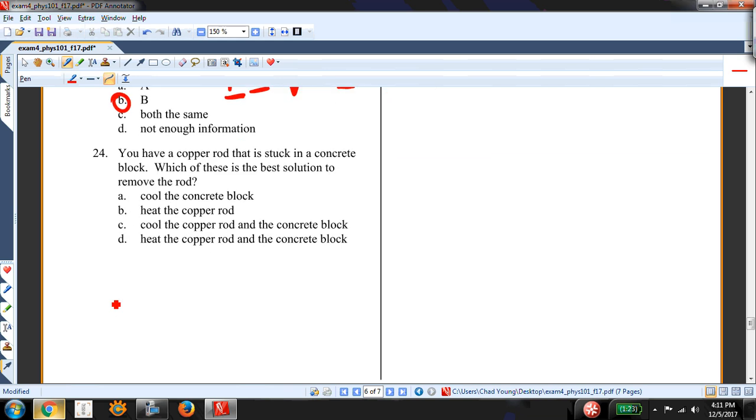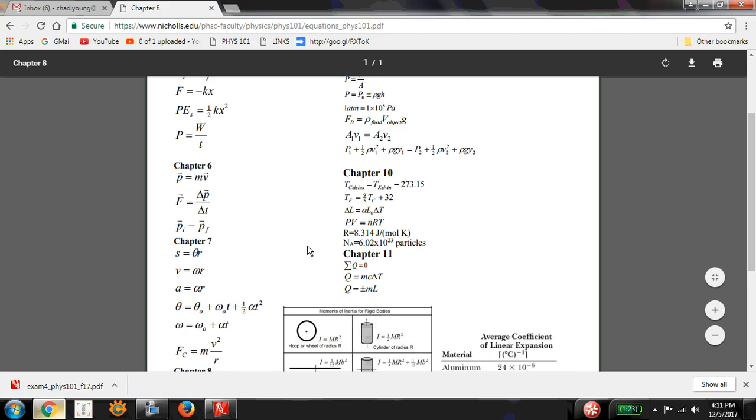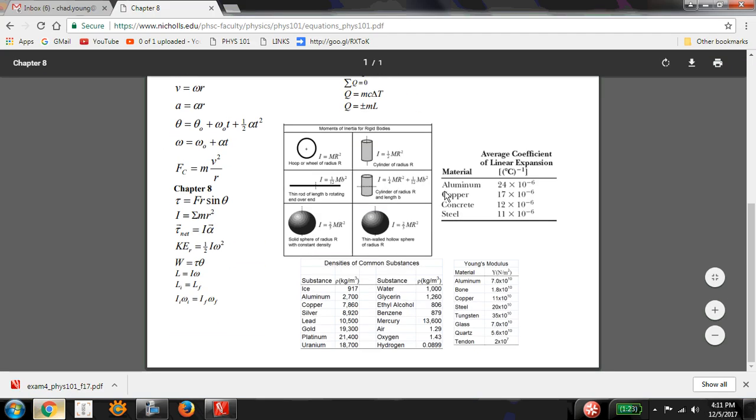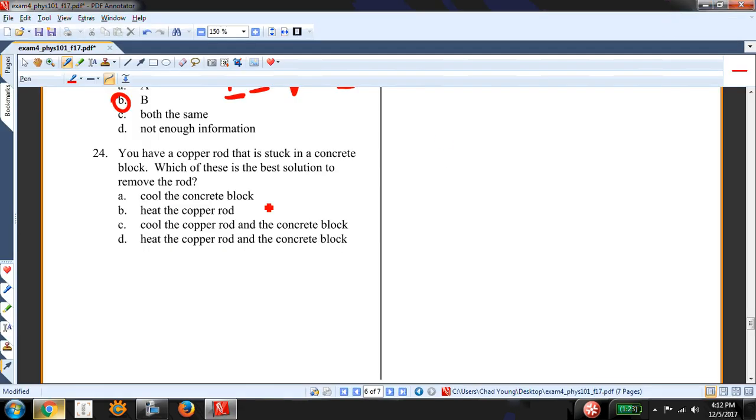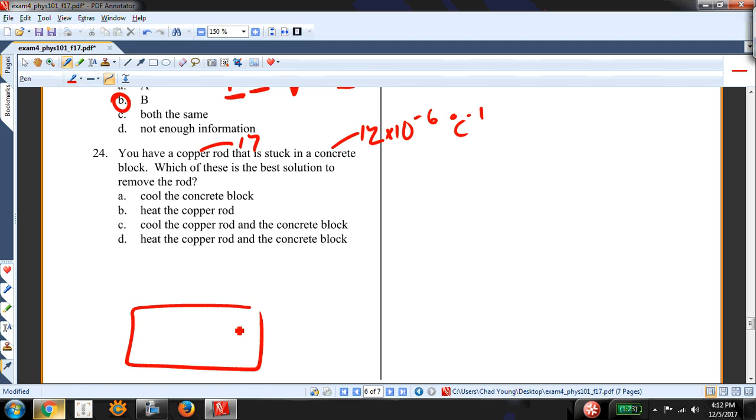You have a copper rod that's stuck in a concrete block. Which of these is the best solution to remove the block? So we have copper and concrete. Let's look at those coefficients of linear expansion. Copper is 17 and concrete is 12. So this is 17 times 10 to the minus 6, and this is 12 times 10 to the minus 6. These are in inverse degrees Celsius. So my copper rod, this is concrete.